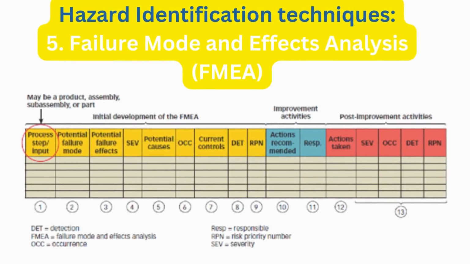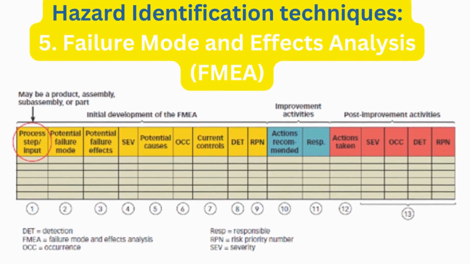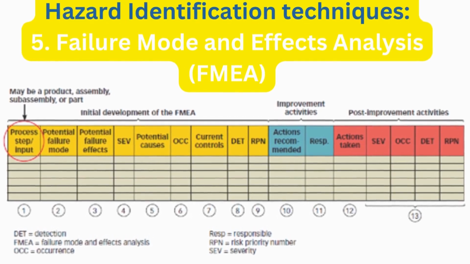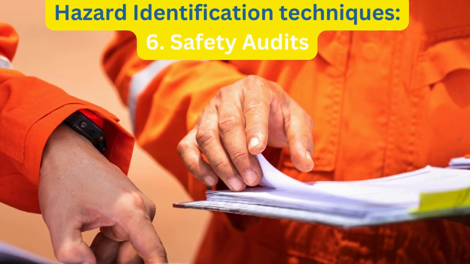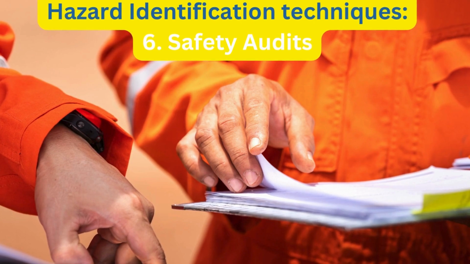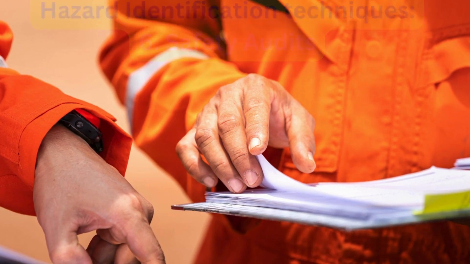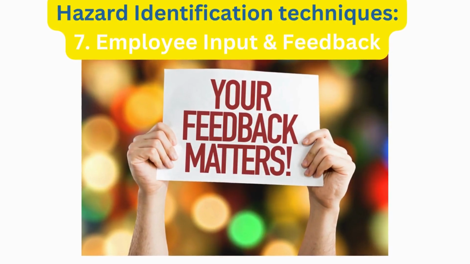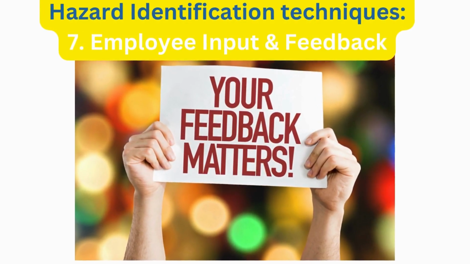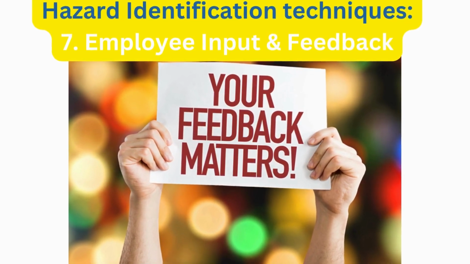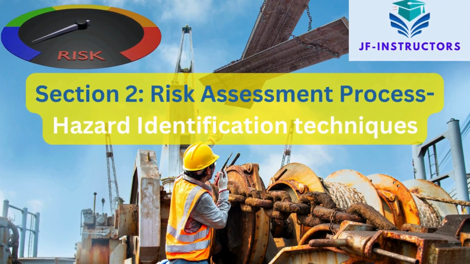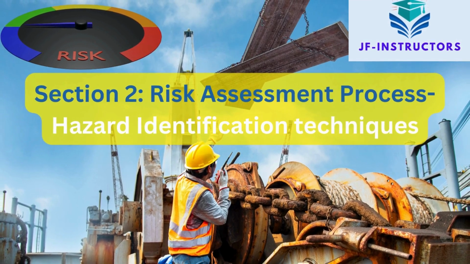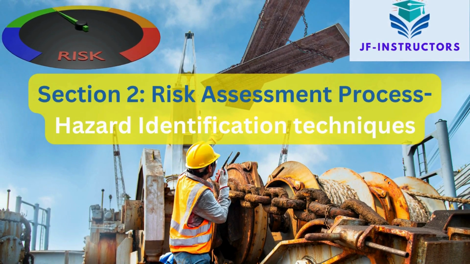5. Failure Mode and Effects Analysis, FMEA, which is about identifying potential failure modes and their impacts. 6. Safety Audits. Comprehensive reviews of safety systems, policies, and procedures. 7. Employee Input and Feedback is about leveraging insights from employees to uncover hazards they encounter daily. By the end of this module, you'll have a thorough understanding of these techniques, among others, and how to apply them effectively to ensure a safer work environment. Let's get started.